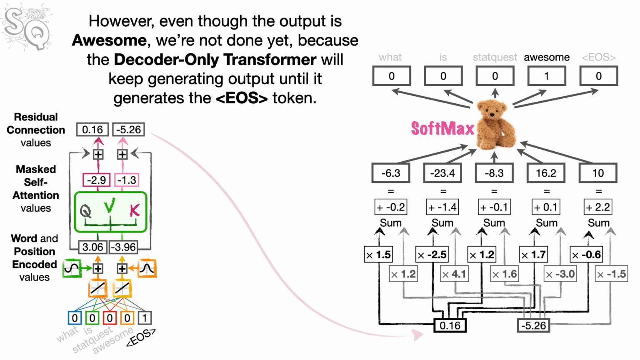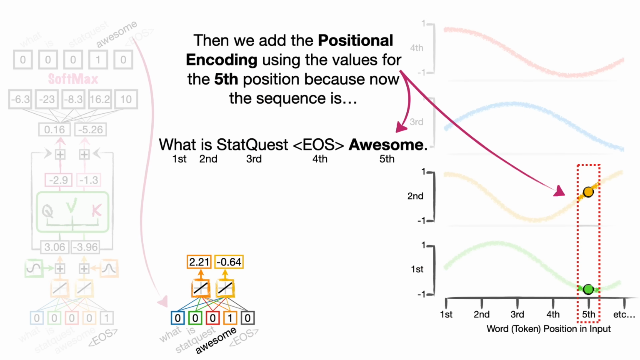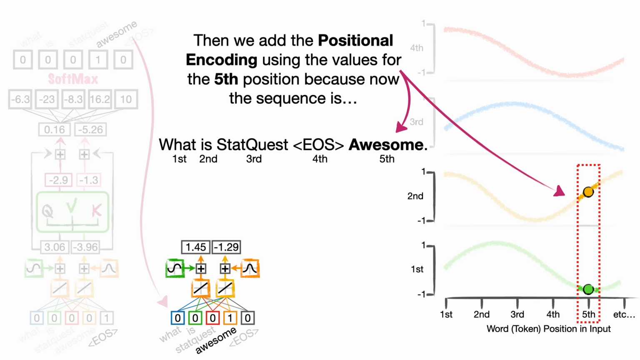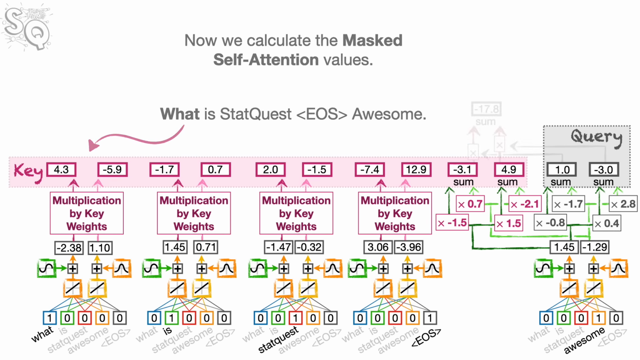However, even though the output is awesome, we're not done yet, because the Decoder-Only Transformer will keep generating output until it generates the EOS token. So we plug the word we just generated, awesome, into another copy of the word embedding layer. Then we add the positional encoding using the values for the fifth position, because now the sequence is, what is StatQuest EOS awesome? Now we calculate the masked self-attention values. Bam!